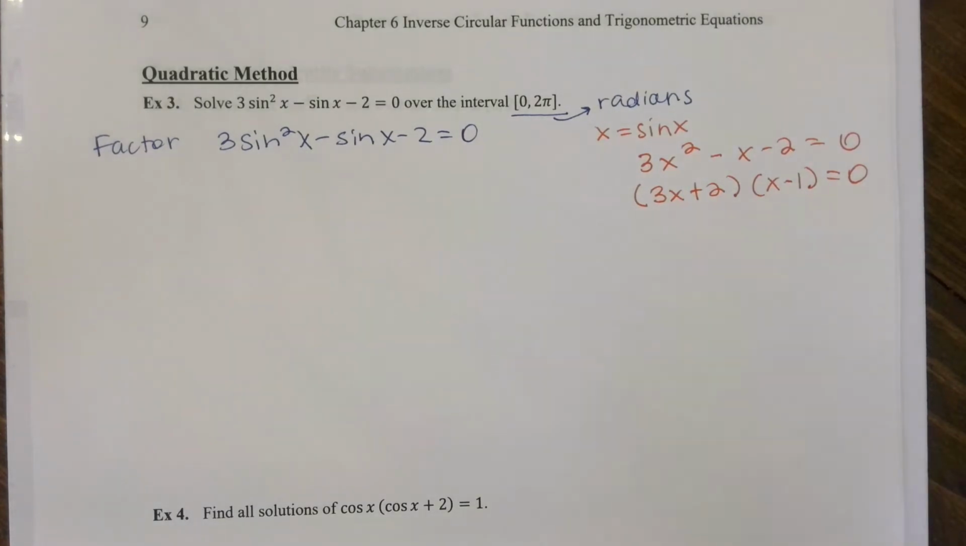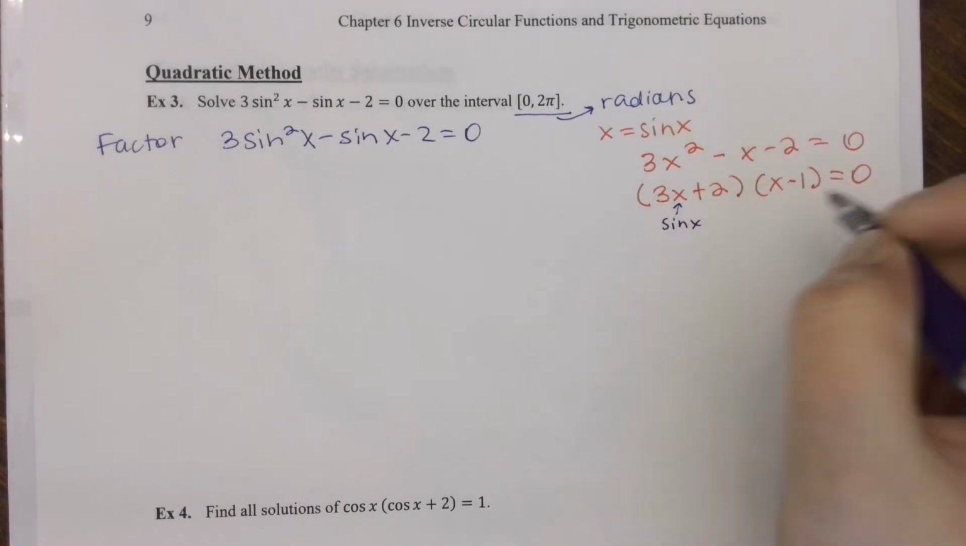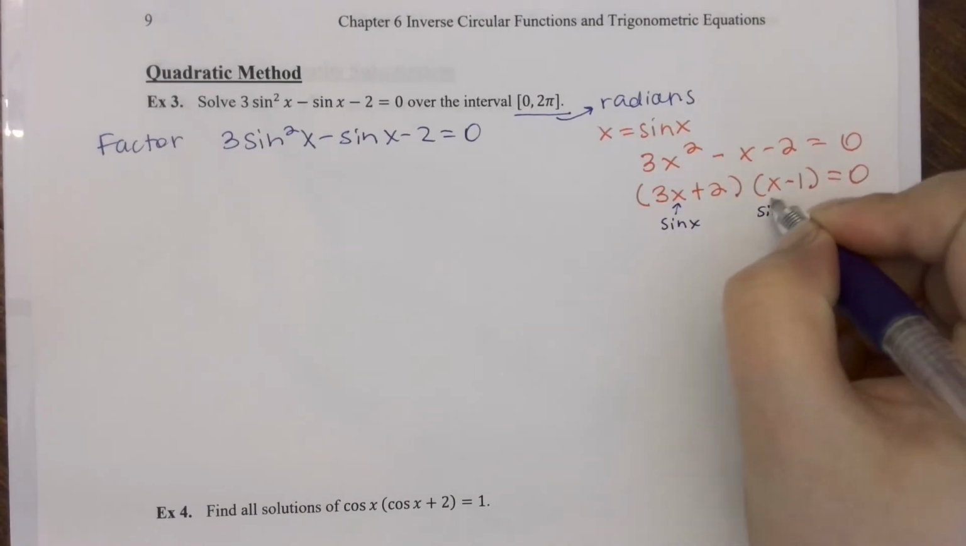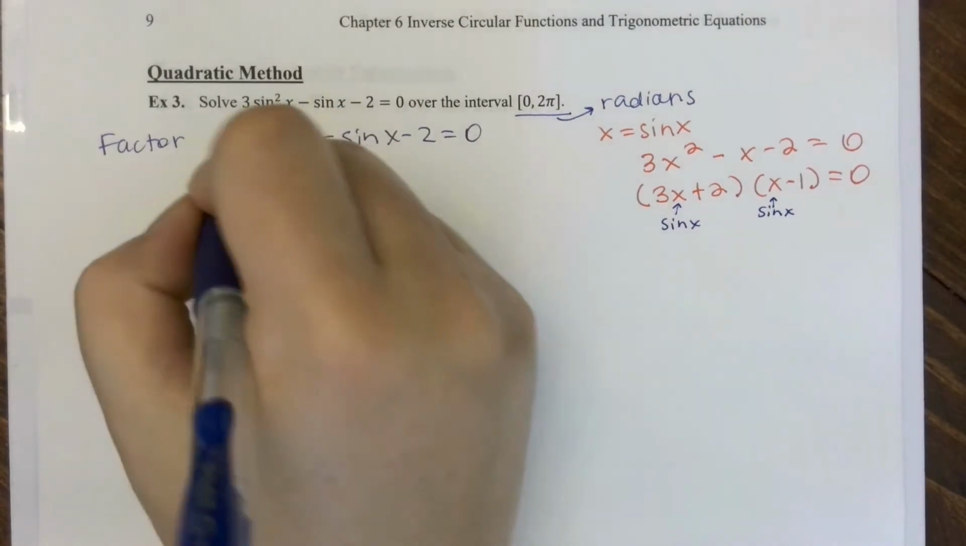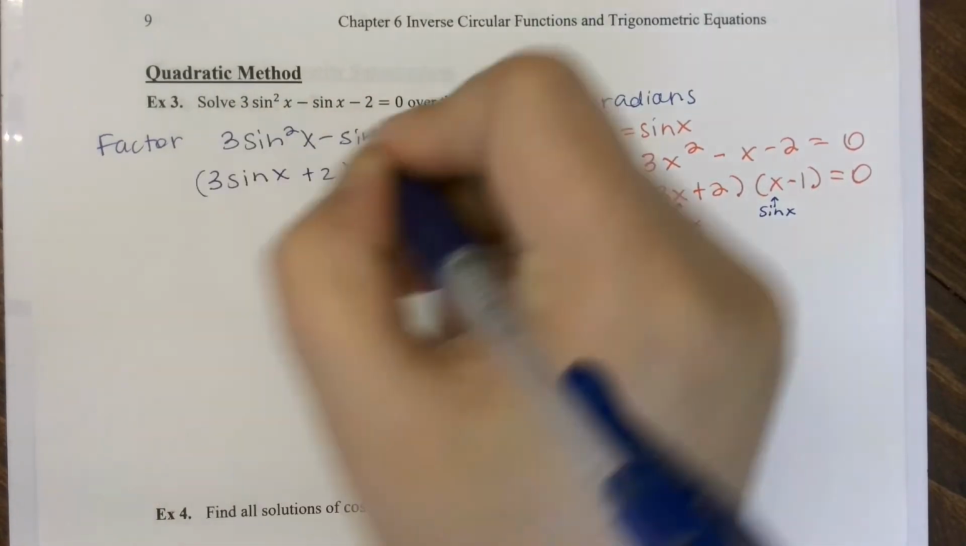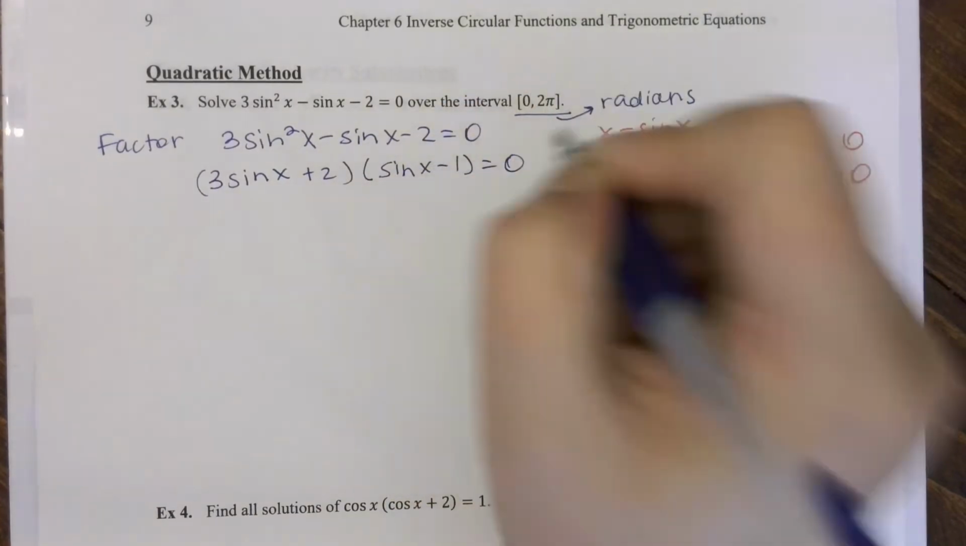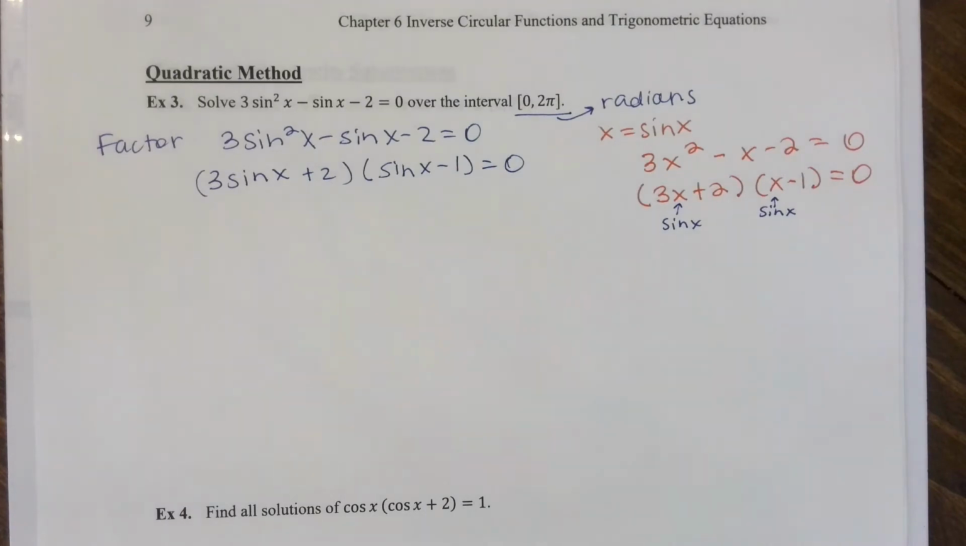Okay, so we're going to use this to rewrite. This is sine x, and this is sine x. Okay, so I'm going to rewrite this here. This is 3 sine x plus 2 times sine x minus 1 equals 0. Okay, then we use the zero factor property.